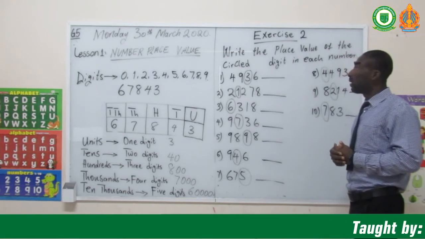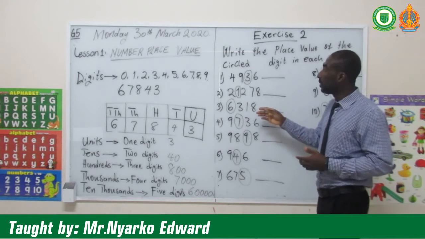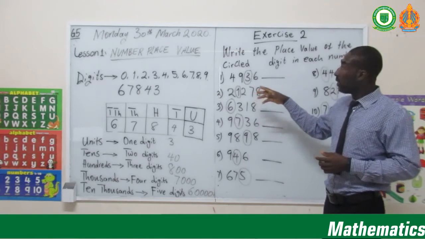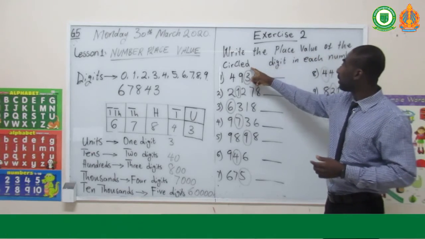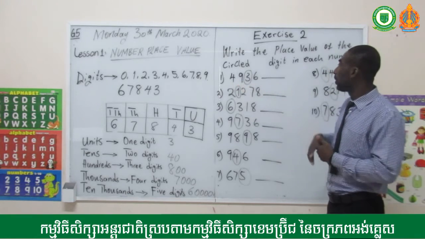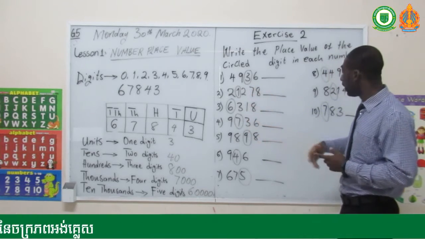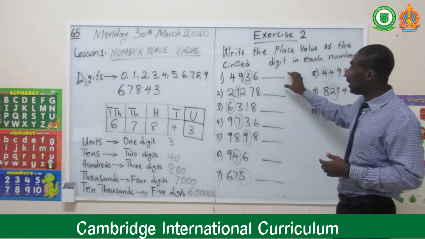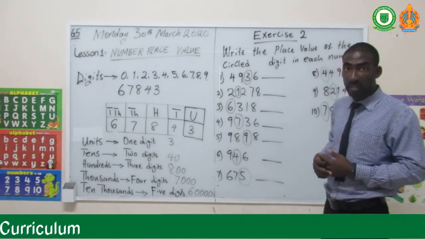We have an exercise that we have to also do besides the first one. We have exercise 2. This time around, our numbers have been circled. The exercise is that we are supposed to write the place value of the circled digits in each number. So 1, we have 4,936. We've circled 3, and if you go through, there are individual numbers that we have circled. So I want you to look at these numbers, and then you tell me the place value of each of these numbers that has been circled.